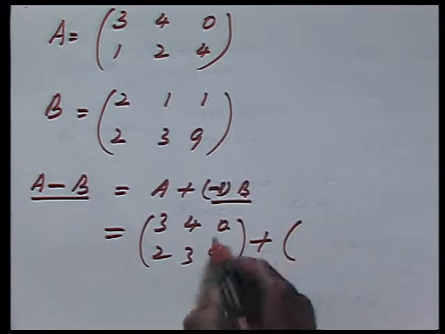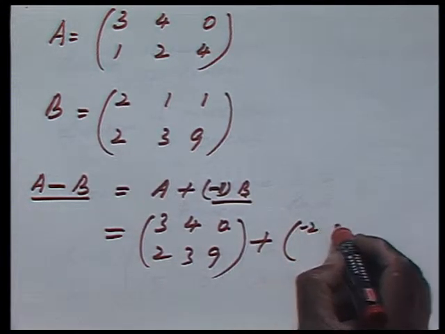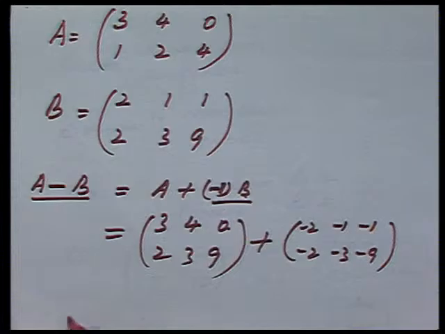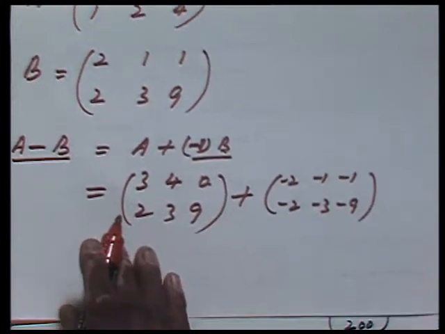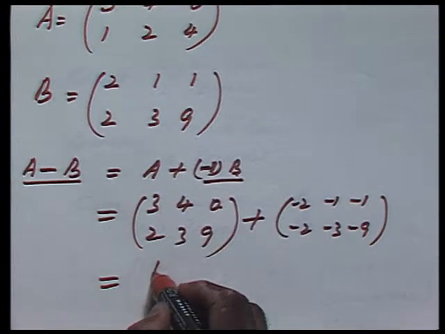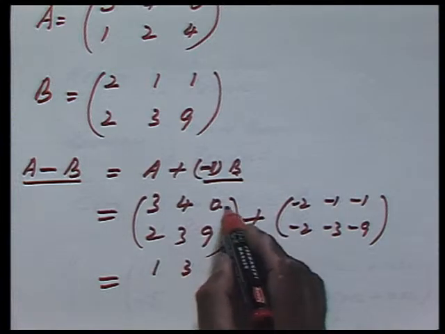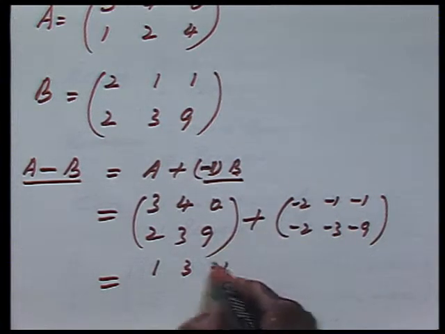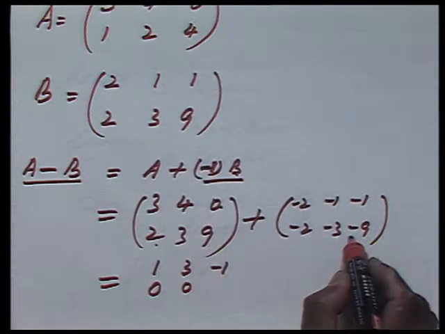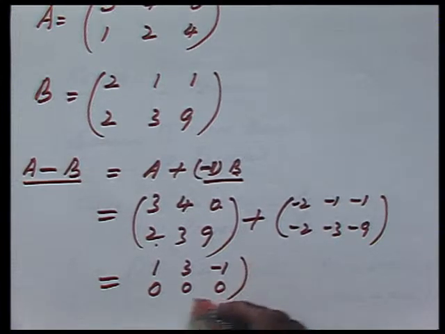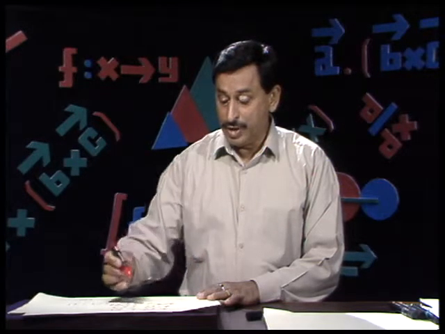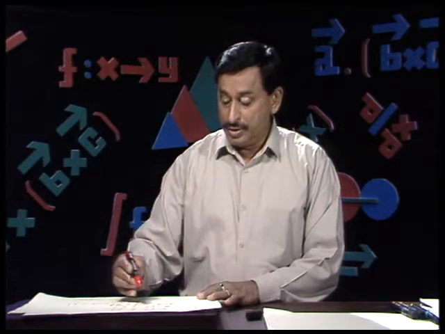So we write here, this is A: 3, 4, 0, 2, 3, 9. This is in case of A, and then minus 1 times B. This is minus 2, minus 1, minus 1, minus 2, minus 3, minus 9. In case you add these two, what are you going to get? You're going to get 3 minus 2, which is equal to 1, add 4 and minus 1, which is 3, 0 and minus 1, which is minus 1, 2 and minus 2, which is 0, 3 and minus 3 is 0, 9 and minus 9 is 0.